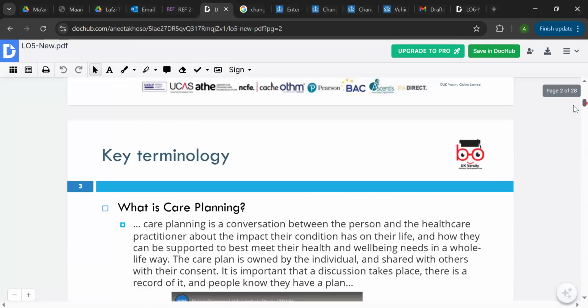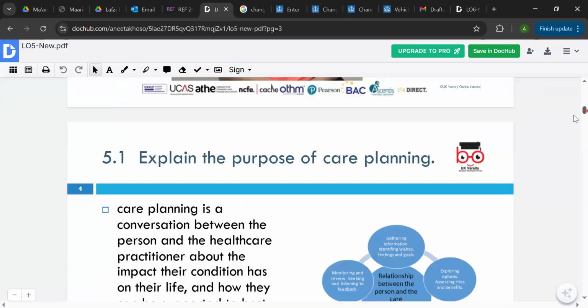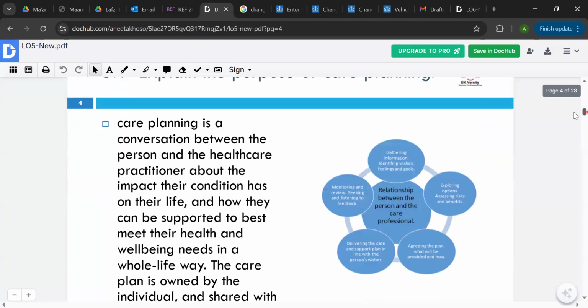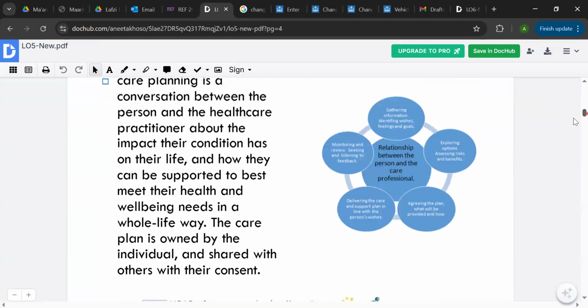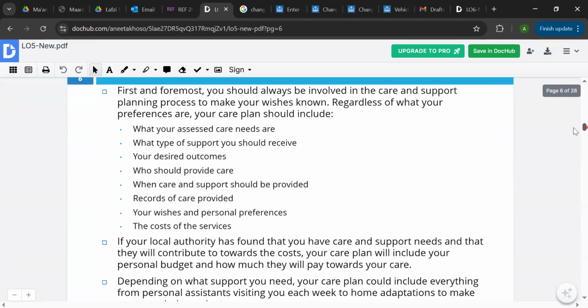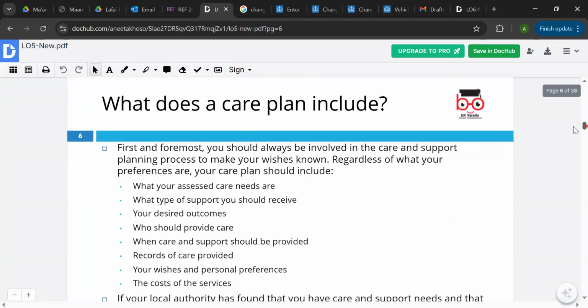Okay, so we will start. We were talking about care planning yesterday, and we were talking about the purpose of care planning, and how flexible care plans should be. And then there was this idea about what a care plan includes. We had talked about this.